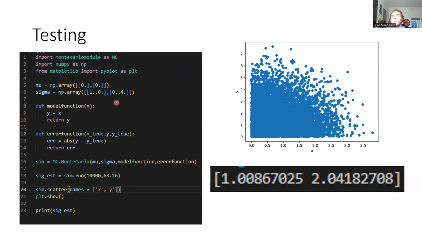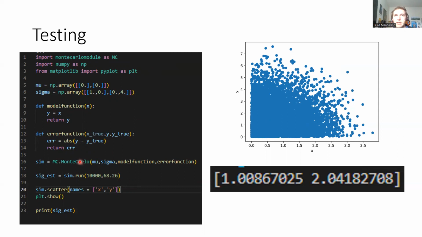The model here is just y equals x, so it takes your input and passes it right through as your output. Obviously, for the spacecraft situation that's going to be far more complicated, but for testing, we made the model function very simple. Our error function is going to be the absolute value of that minus what it's supposed to be, which is based on the mean, which is 0. So the y true term goes to 0, and the error is just the absolute value of y. What we'd expect to see, when we put in this distribution with standard deviations 1 and 2, is a bivariate normal distribution get spit out with the same standard deviations 1 and 2.